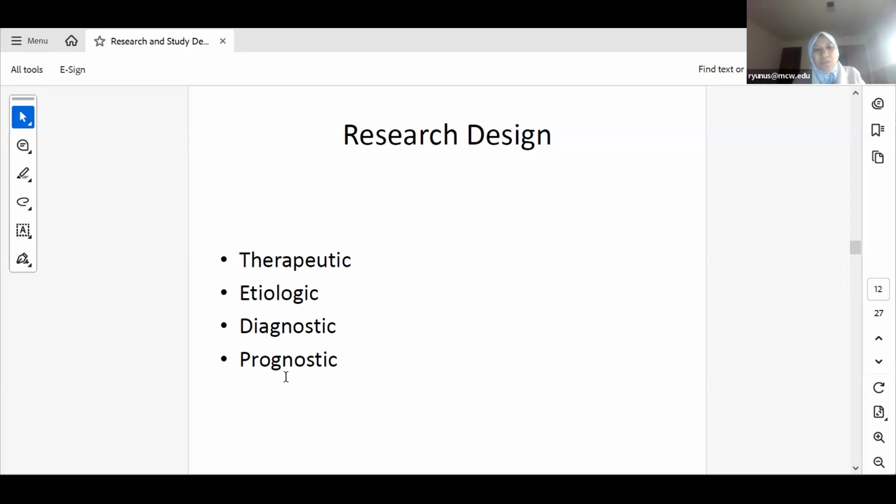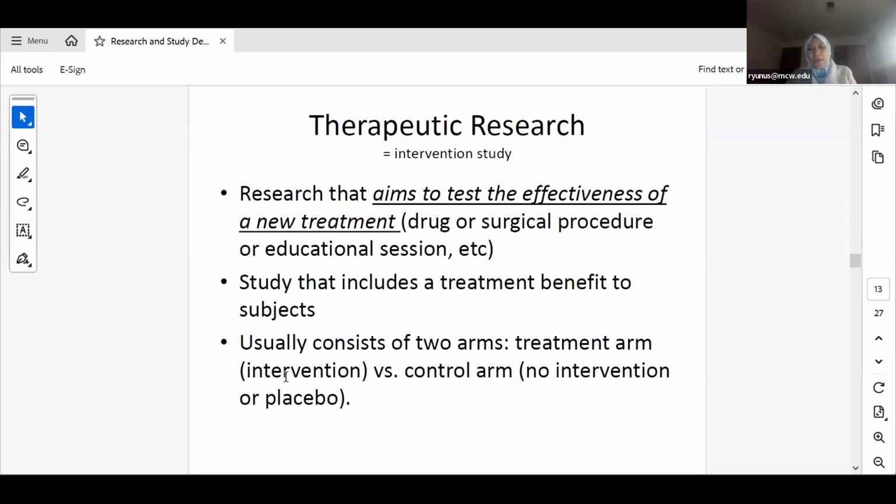In general, when people say research design, this can be classified into 4 types. It can be therapeutic, etiologic, diagnostic, and prognostic. So what does each of them mean? Therapeutic research is basically a study that aims to test the effectiveness of a new treatment. I think this is quite straightforward.